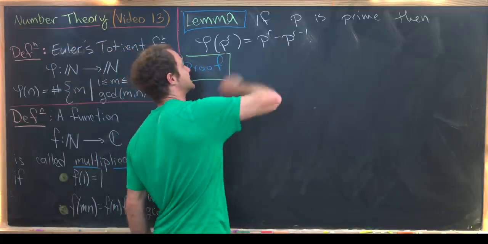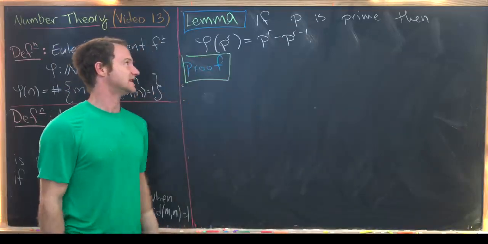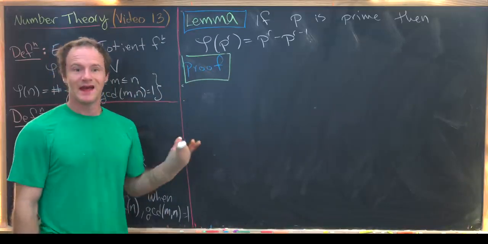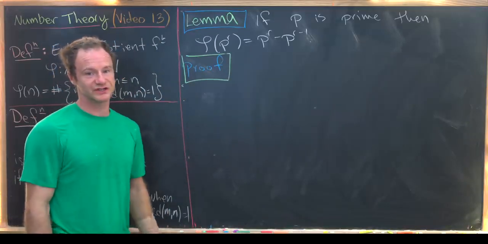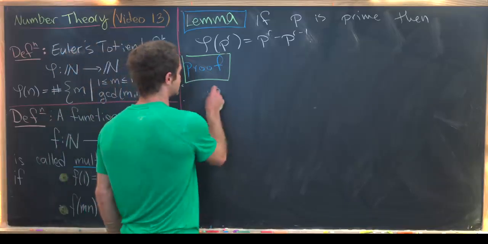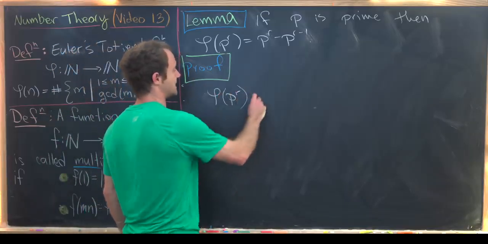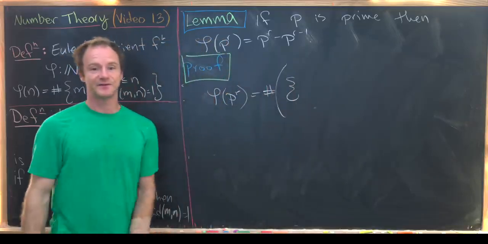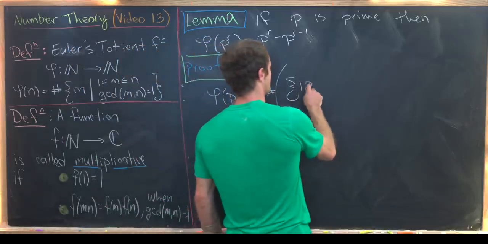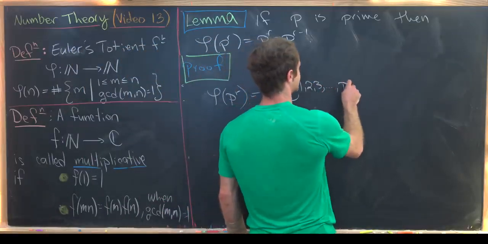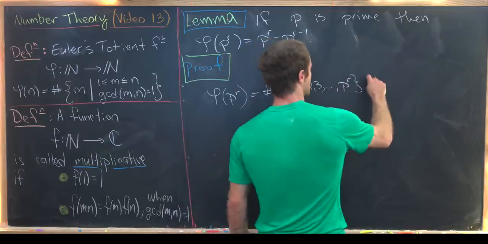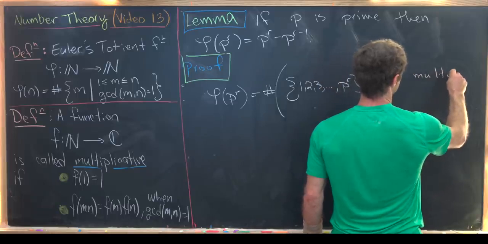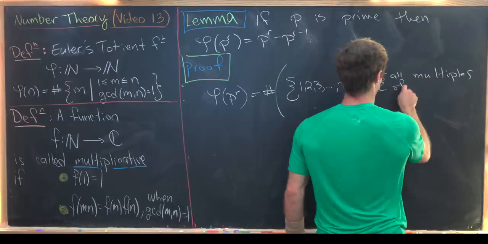Okay, so if p is prime, then phi of p to the r is equal to p to the r minus p to the r minus 1. And this proof is a lot shorter than what we just saw. We can start by noticing that phi of p to the r is equal to the number of elements in the difference of the following sets. So 1, 2, 3, all the way up to p to the r, minus all multiples of p.